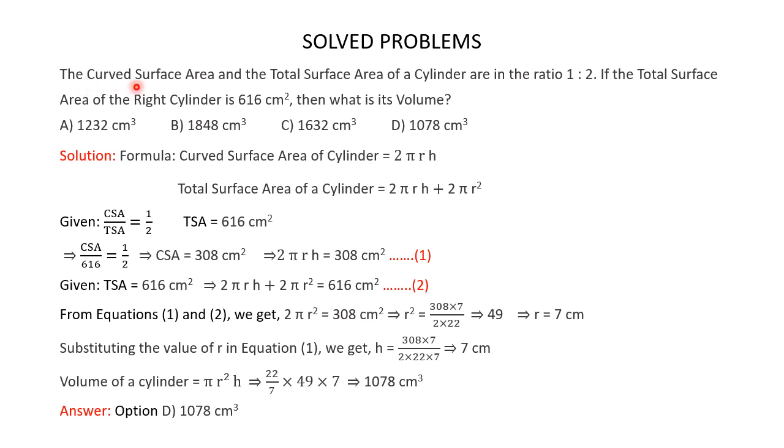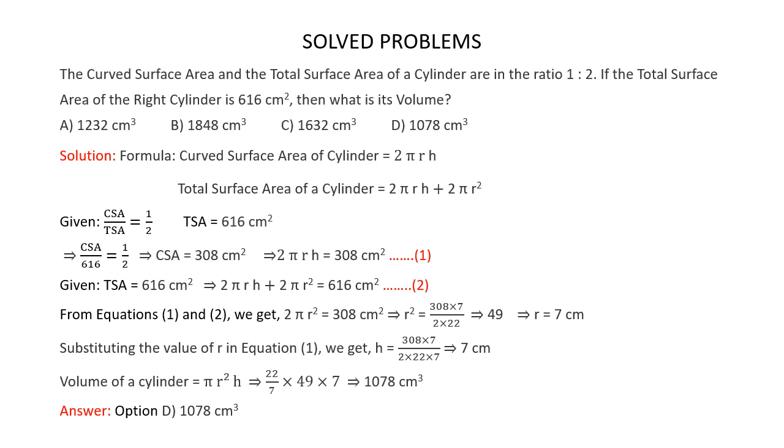The curved surface area and the total surface area of a cylinder are in the ratio 1:2. If the total surface area of the right cylinder is 616 centimeters squared, then what is its volume? Here you are given 4 options and you have to find out which of these options is the correct one. So here you are asked to find the volume of the cylinder.